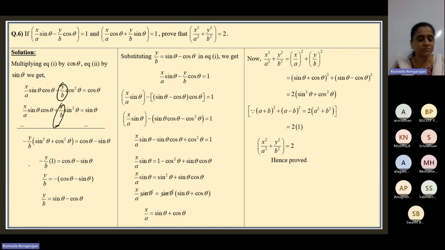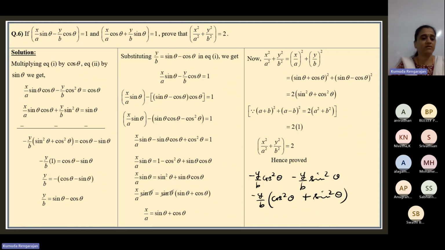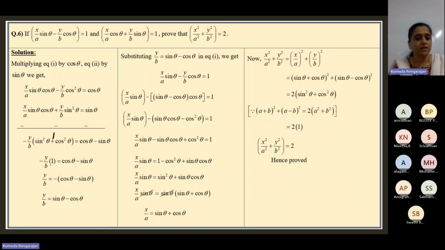So in the bracket, you will have, you write that. See here. Minus y by b cos square theta minus y by b sine square theta. So minus y by b is common. So in the bracket, cos square theta plus sine square theta. That's what I've written, sine square theta plus cos square theta. So it's 1. Correct? So minus y by b into 1 is equal to cos theta minus sine theta.